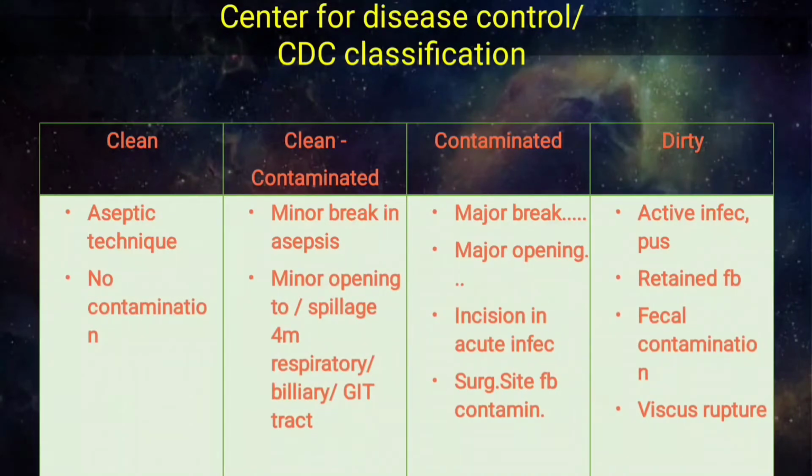In the clean contaminated wound, there is a minor break in asepsis, either opening or minor opening to the GIT or respiratory tract, where there is passage of pathogens from these tracts to the wound. Grossly contaminated wounds have a major break to the GIT, respiratory or biliary tracts, or the surgeon performed incision in case of acute infection and didn't wait till the acute infection subsided or converted to a chronic one, or surgical site foreign body contamination.